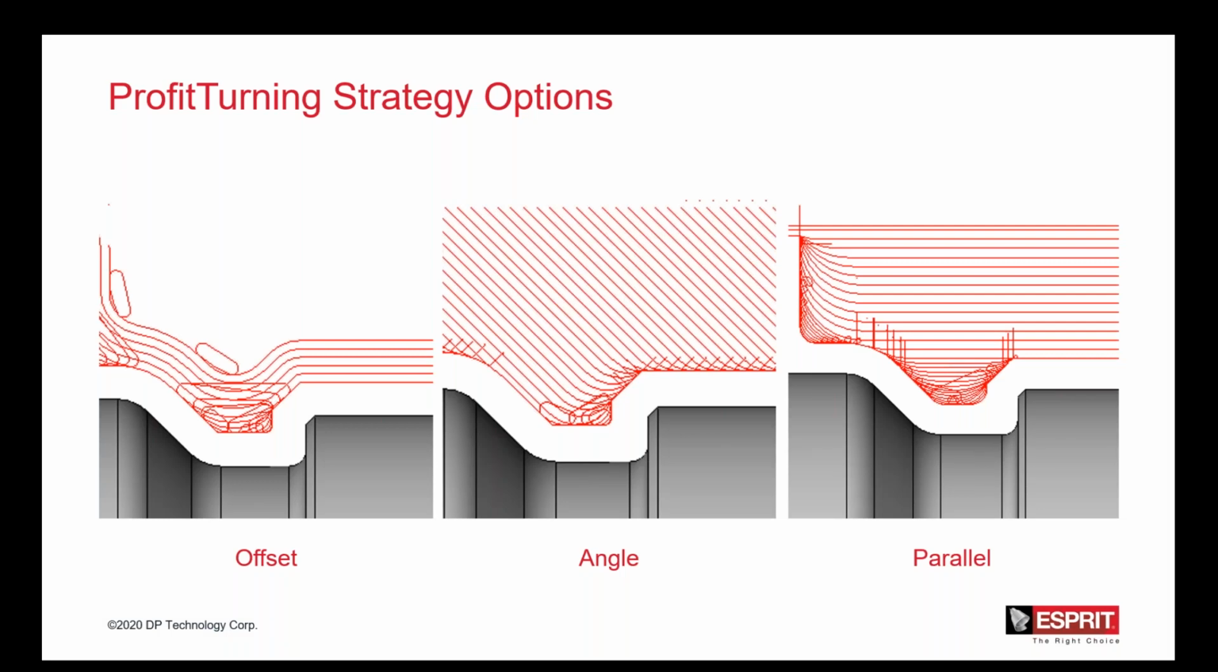All right, so I had talked briefly about these Profit Turning strategy options. This is just on the roughing page, and when you're selecting your strategy, you have these 3 strategies here. So you have offset, which actually will offset the actual profile that you're trying to cut while including the Profit Turning strategies. You have angle, which allows you to define a specific angle while doing the straight linear passes. And then you have parallel, which just runs those straight or parallel passes along the z-axis of your machine.